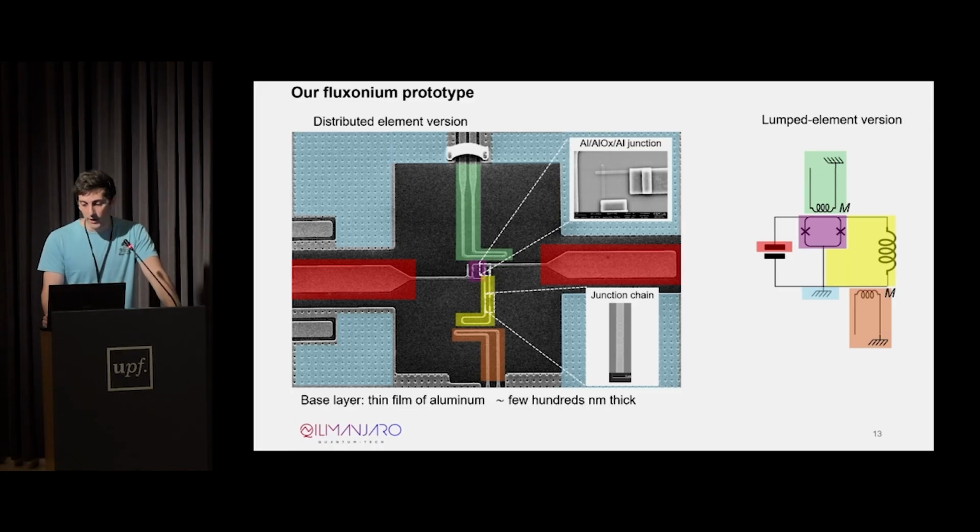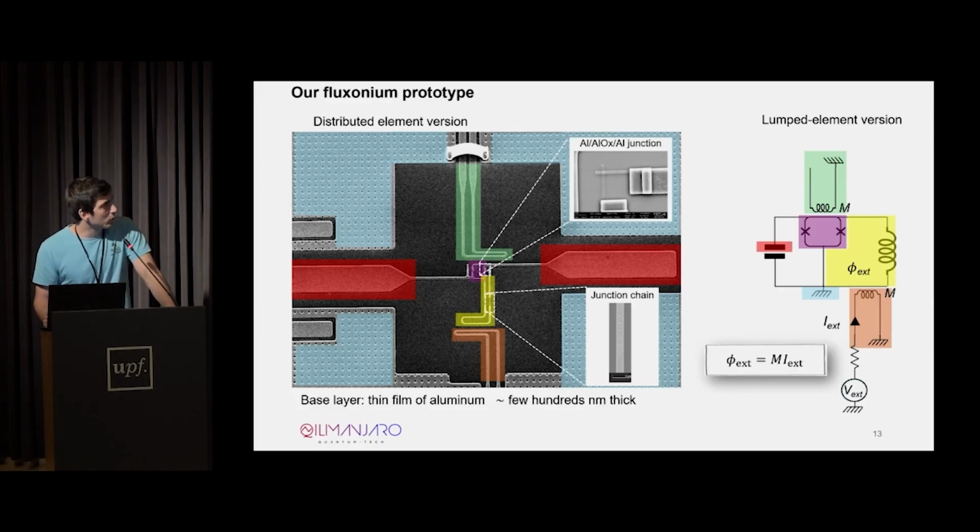These flux lines are mutually coupled to the corresponding loop. So in order to apply external flux, we apply some voltage, translating it to a current via a resistor, and then via this mutual inductance we can induce an external flux in the loop where we want to apply it.